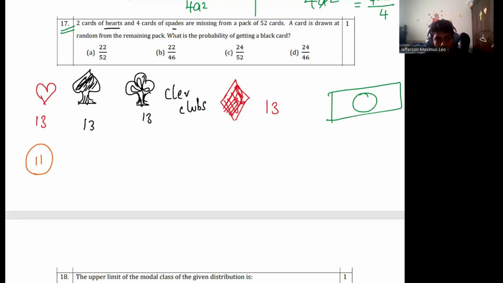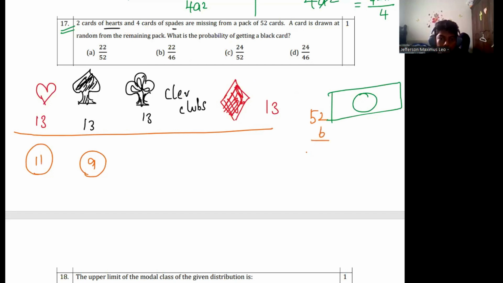Yes, and 4 cards of spade also. This is a spade card. 4 cards are missing, 9 only left. Actually, from the total pack there are 52 cards. The missing cards are 2 here and 4 here, 6. So 52 minus 6 is 46, right? Now the total number of cards is 46. So now the total cards is 46 alone.